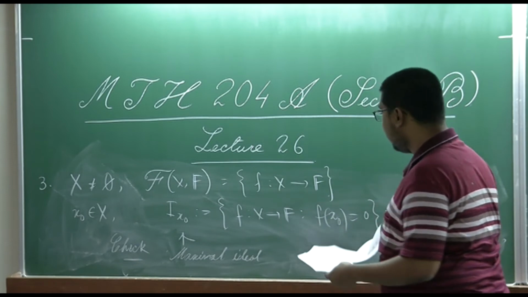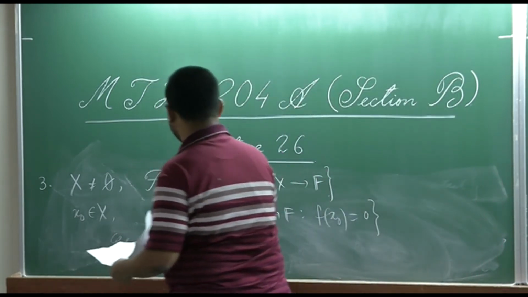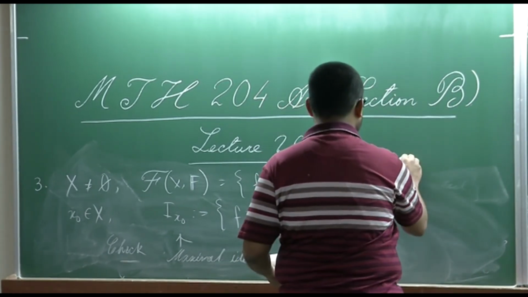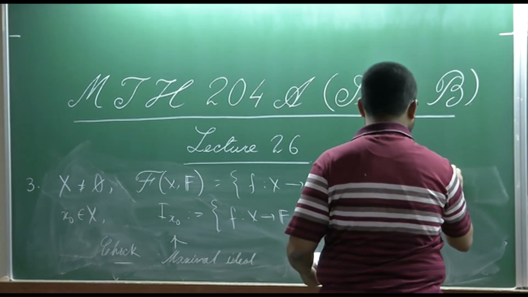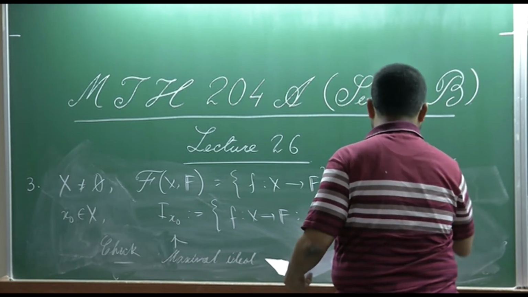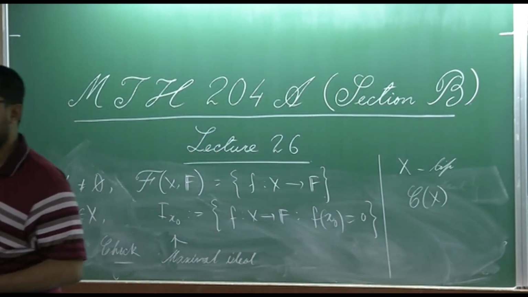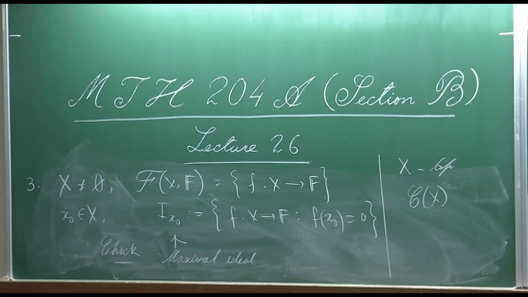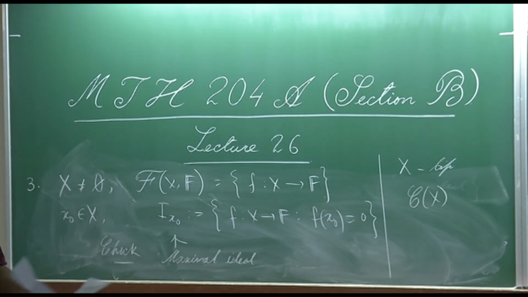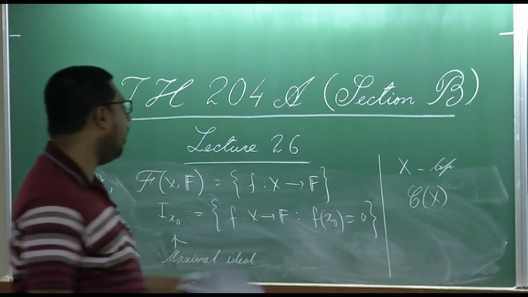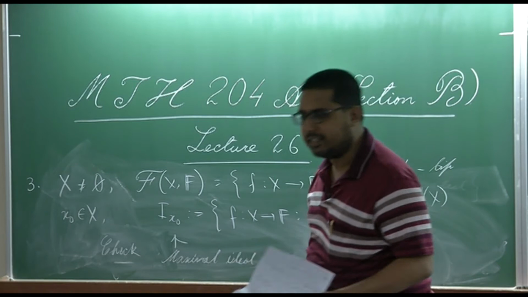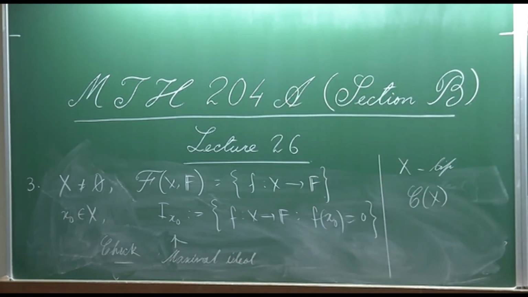All right, and similarly, if we just slightly change the setup, instead of just taking an arbitrary set, if we take some topological space, and instead of all functions, if we just take continuous functions on X, maybe real valued, complex valued, that does not matter, then the corresponding version of I x naught, that is all continuous functions vanishing at that point, will also be a maximal ideal of this ring of continuous functions. The proofs are exactly the same.